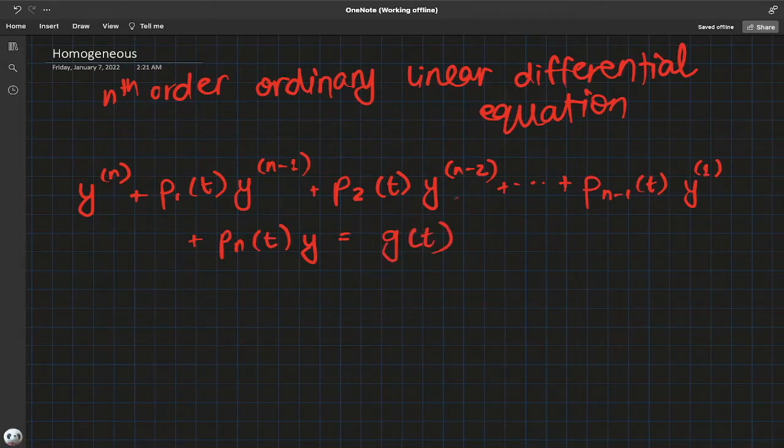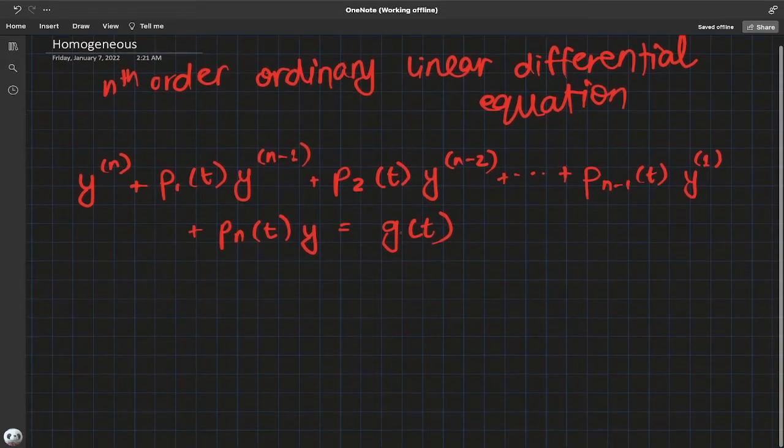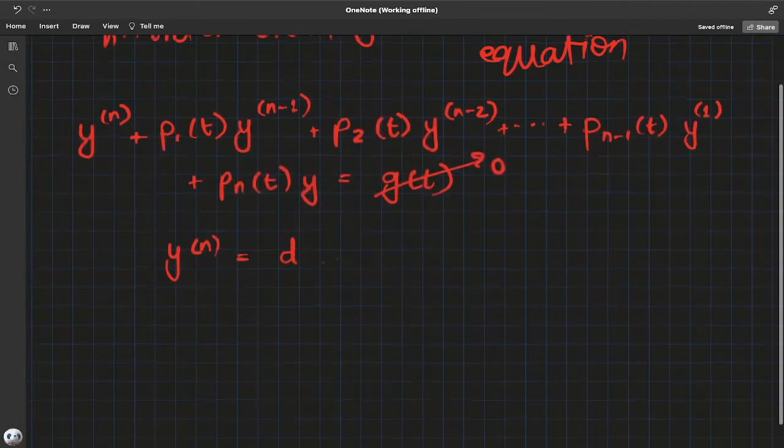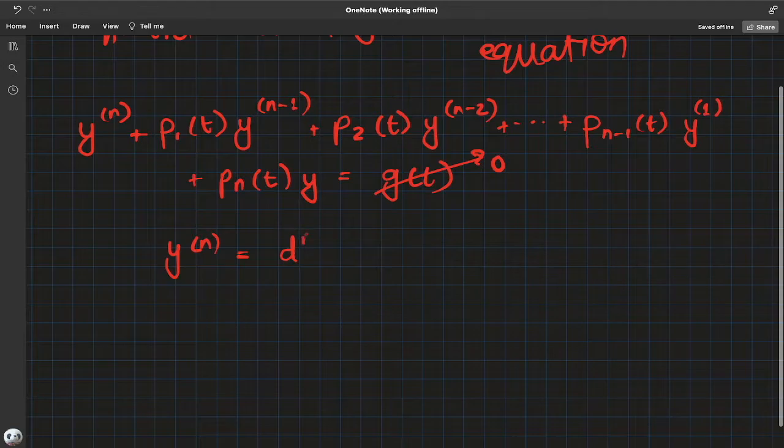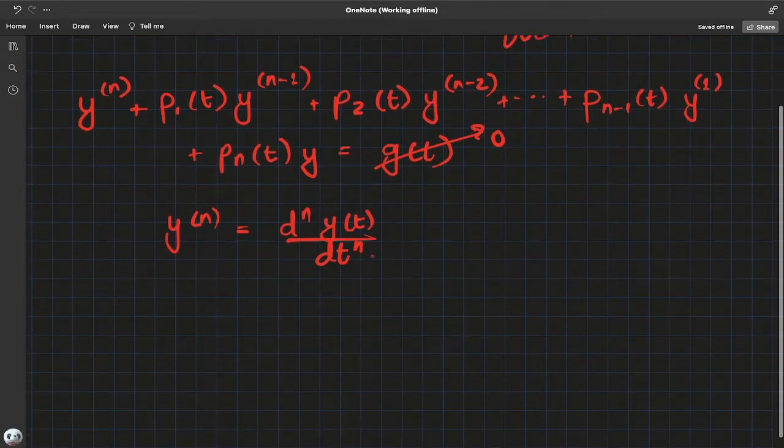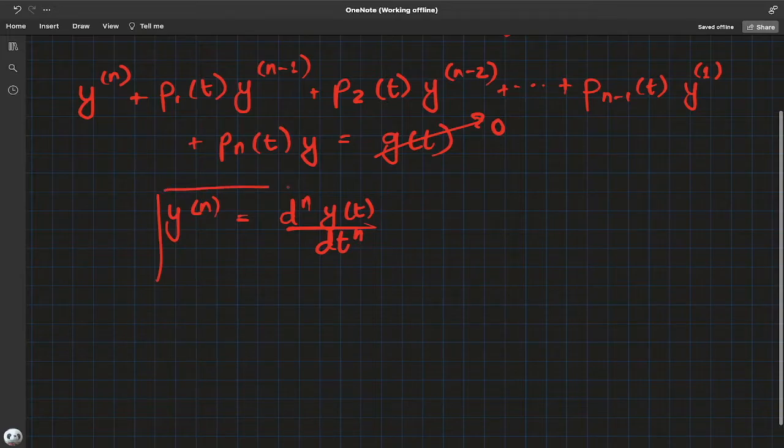And since we're considering the simplest case first, I'm going to set this g to 0 because we want the system to be homogeneous, like the title of this page suggests. And again, let me just emphasize that this notation is sort of a more compact alternative to the Leibniz notation. But notice it is the nth derivative with respect to the variable t.